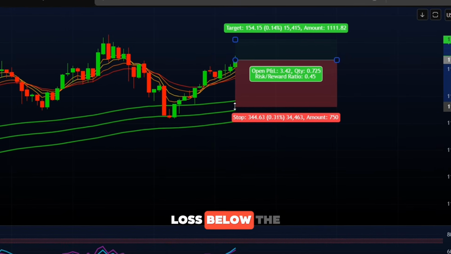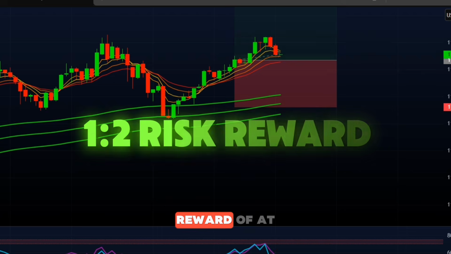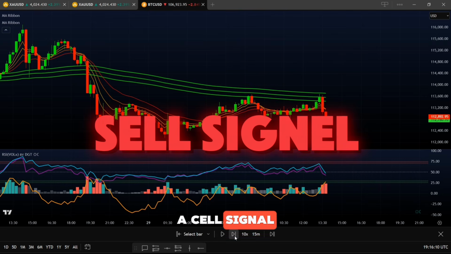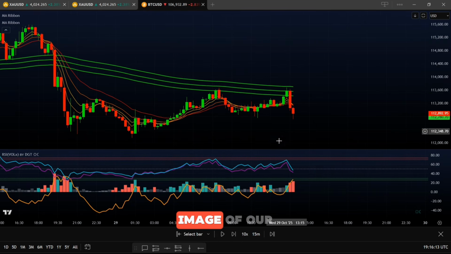Place your stop loss below the green ribbon and aim for a risk to reward of at least 1 to 2. The rules for a sell signal are the exact opposite, providing a mirror image of our buy set.